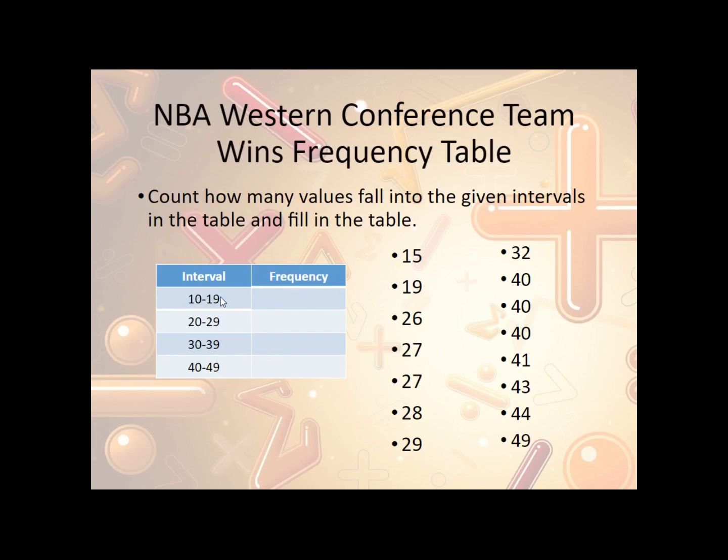So how many fall between 10 and 19? Well, there's 1, 2. From 20 to 29, there's 1, 2, 3, 4, 5. From 30 to 39, there's just 1. And then from 40 to 49, there's 1, 2, 3, 4, 5, 6, 7. So this would be our frequency table for the Western Conference.